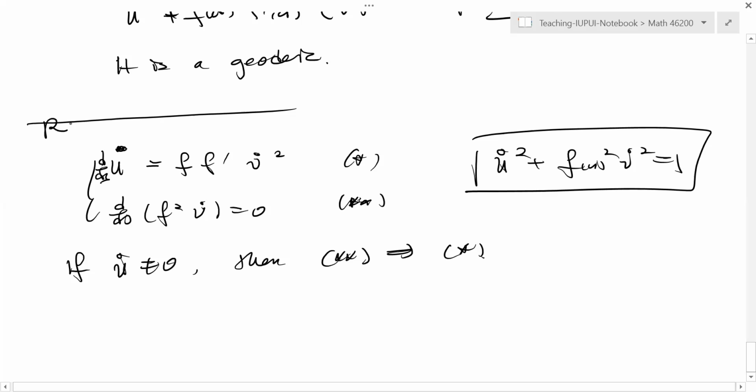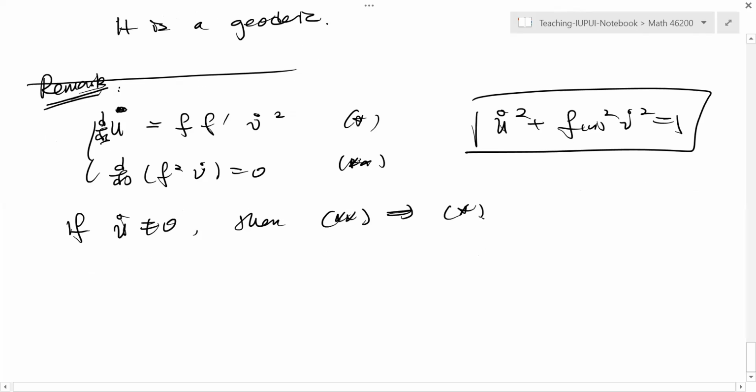Okay, here's a remark. This is just calculus, nothing to do with geometry. u and v are related by this equation, that's unit speed. And then you have two different equations. You just prove that the second equation implies the first equation. But the second equation looks much simpler: just f squared v dot is going to be zero. The geometric meaning of f squared v dot is just the angle times f of u.